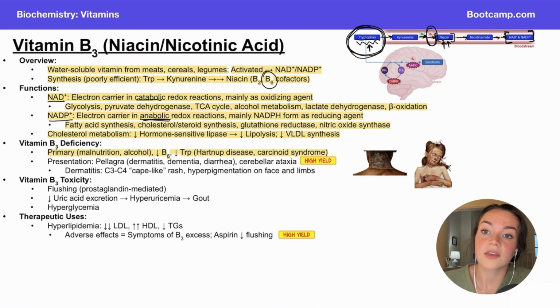and serotonin. The clinical presentation of a niacin deficiency is going to be pellagra. Pellagra is characterized by the 3 Ds: dermatitis, dementia, and diarrhea. And the other thing you can see with the niacin deficiency is cerebellar ataxia. So pellagra especially is high yield for being able to identify a niacin deficiency. Specifically, pay attention to the dermatitis of pellagra. That dermatitis is going to be a cape-like rash, cape-like because it affects the C3 and C4 dermatomes. You might also hear it described like a collar. And you'll also see hyperpigmentation on the face and limbs.